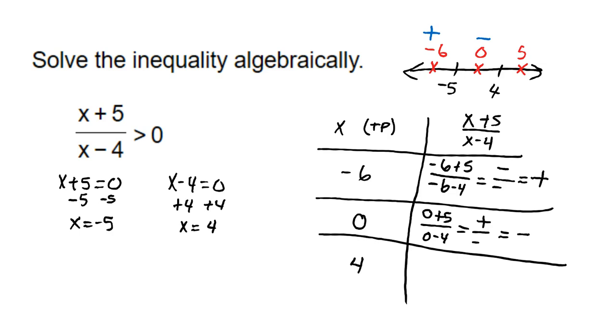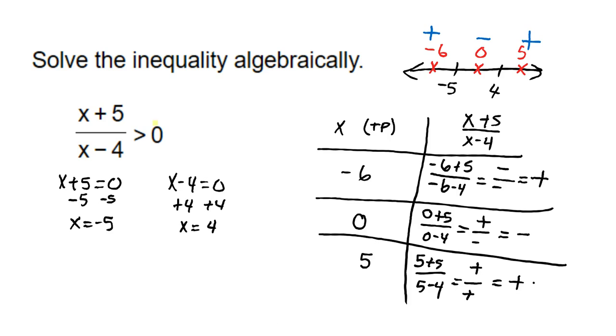Then our last test point of 4, I'll substitute that to get 4 plus 5 over, I substituted the wrong value. Okay, my test point is a 5, not a 4. So substituting my test point in of 5, I get 5 plus 5 over 5 minus 4. 5 plus 5 is a positive, 5 minus 4 is a positive, and a positive divided by a positive is a positive. So this last interval is a positive. The rational expression is a positive in that interval.